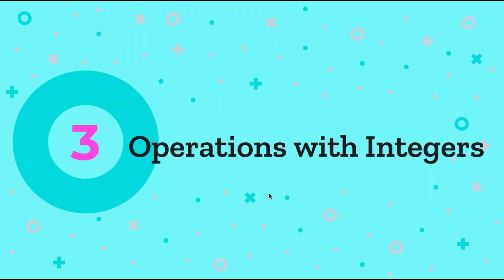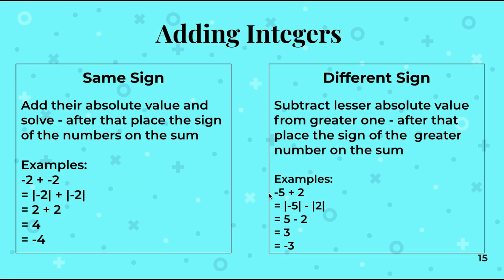Now we'll cover operations with integers. Adding integers. If it's the same sign, add their absolute value and solve. After that, place the sign of the numbers on the sum. For example, -2 plus -2. We find the absolute value of both numbers, we keep the sign, and we do 2 plus 2, and it gives us 4. And since the signs were both negative, we would put a negative sign in front of the 4, which would give us -4, which is the sum.